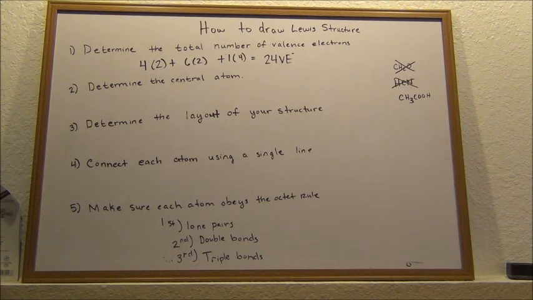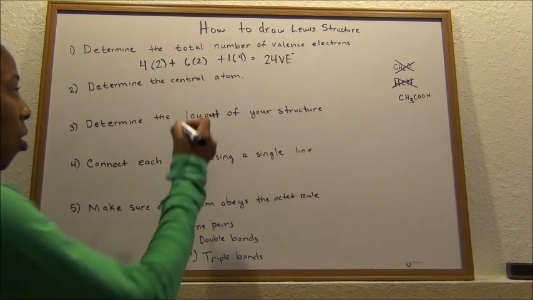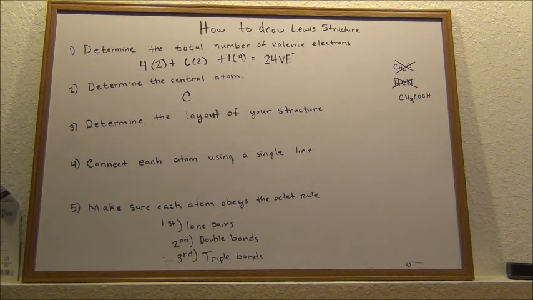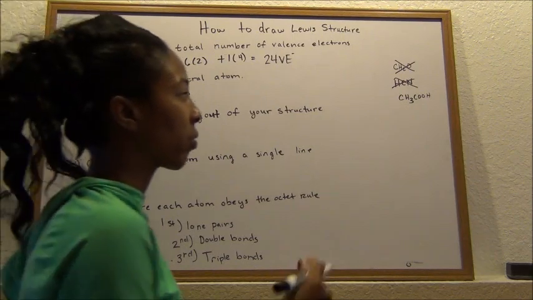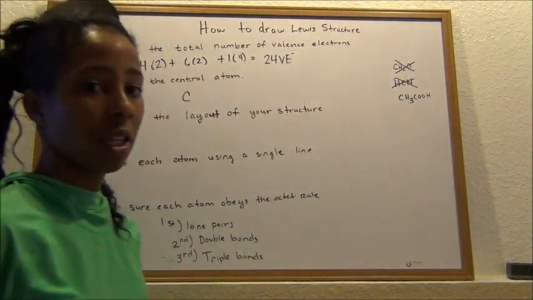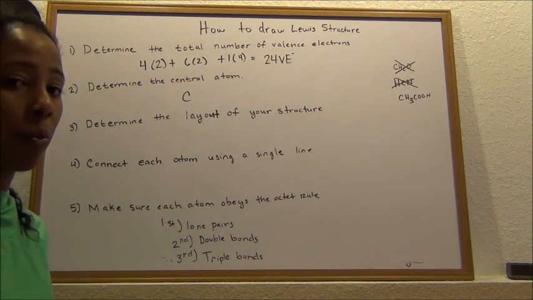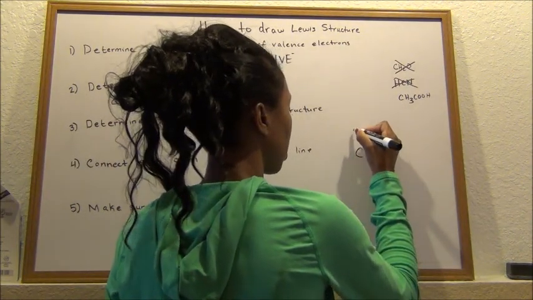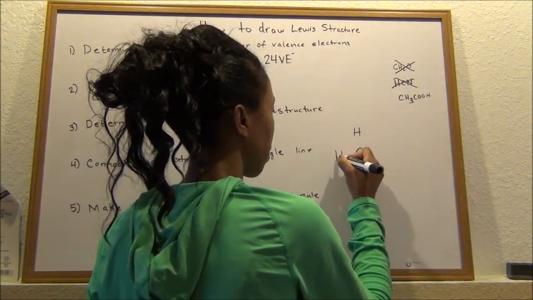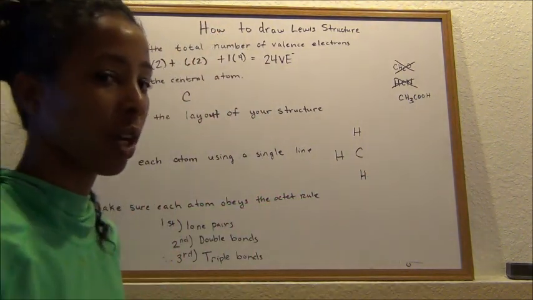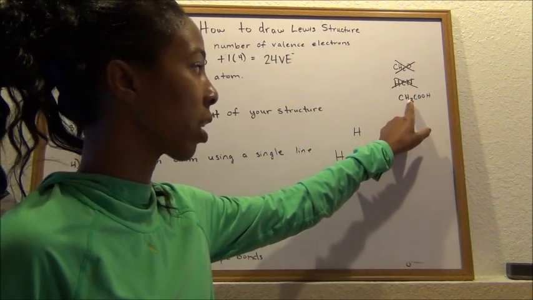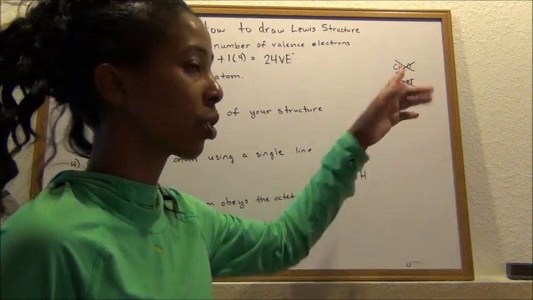So the central atom will be the least electronegative atom, which would be carbon. So we'll just use carbon as our central atom. And so now we're going to determine the layout of our structure. If you remember, the way things are written is usually the way they're put together. So we have carbon here, and it's next to 3 hydrogens. So the carbon must be bonded to 3 hydrogens. Although these hydrogens are adjacent to the next carbon, we know that they can only be bonded to the first carbon because hydrogen can only make 1 bond.